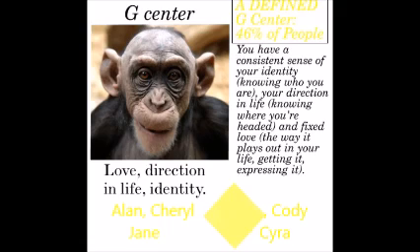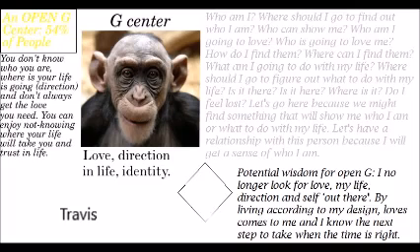46% of people have a defined G, the center of love, direction in life and identity, and you would have a consistent sense of your identity, knowing who you are, a consistent sense of your direction in life, knowing where you're headed, and fixed love, the way that it plays out in your life, getting it and expressing it, a fixed sense that you can find love in your life. 54% of people have an open G, where you don't know where your life is going, the direction it's taking. You don't always get the love you need, and you can enjoy not knowing where your life will take you and trusting life, remaining flexible.